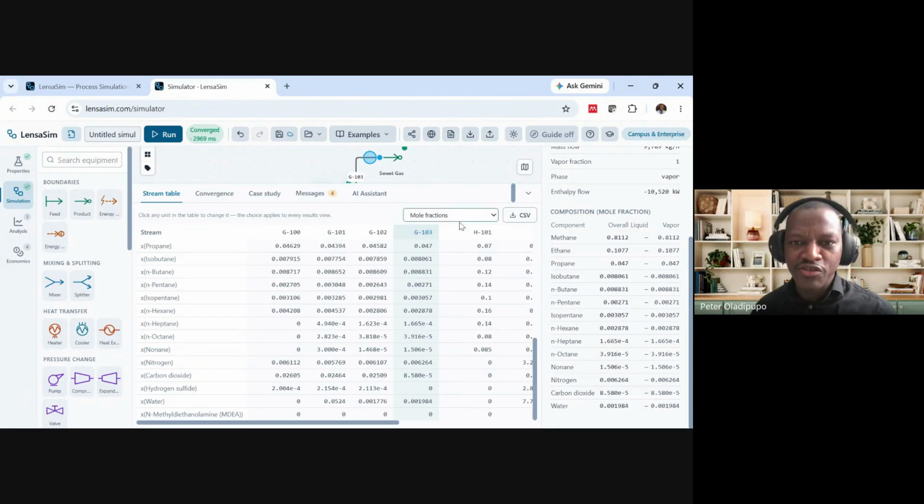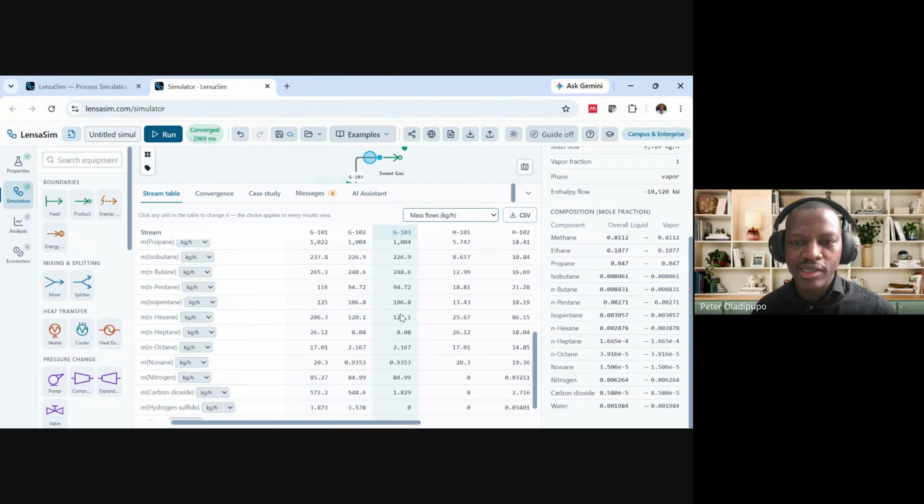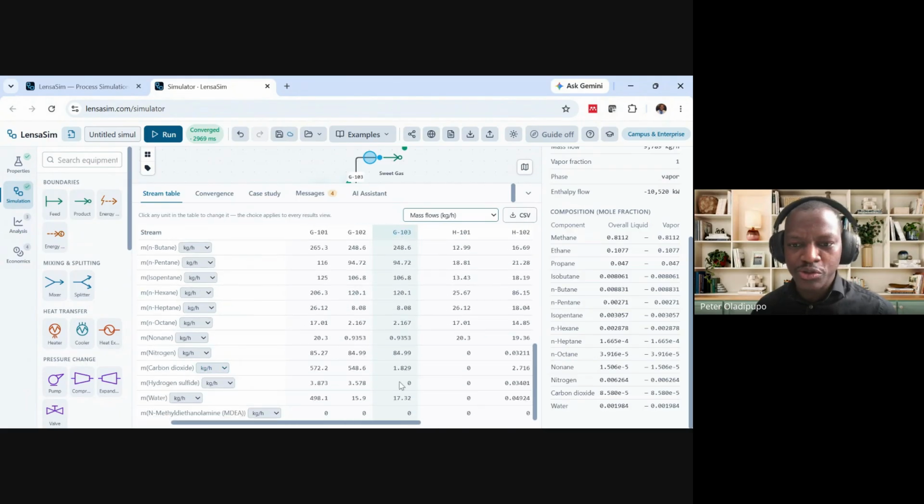Okay, in mass flow, G103 compared to G102. All right, mass flow rate now. We got CO2 from 548.6 kilograms, it is now 1.829. Essentially, over 99% of the carbon dioxide has been removed. And for H2S, everything has been removed.